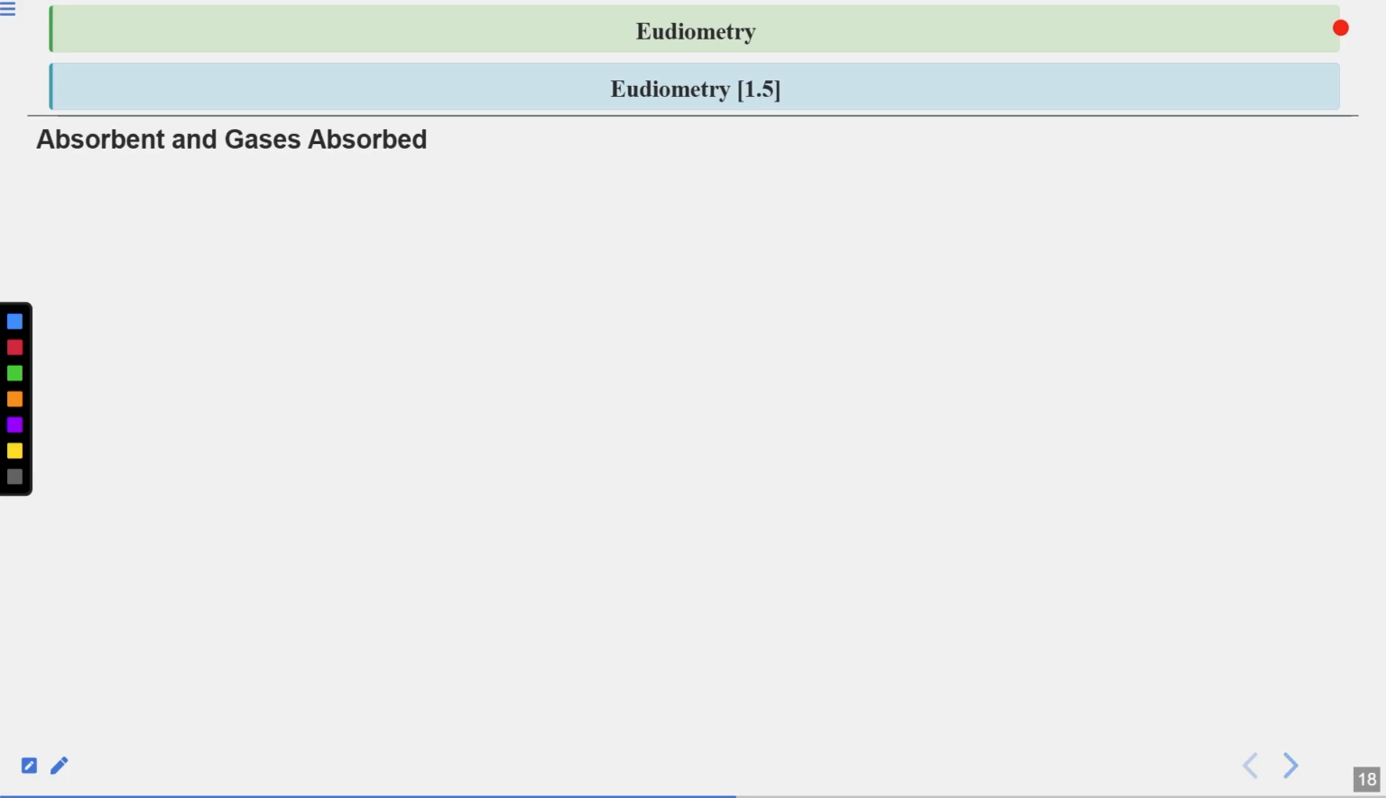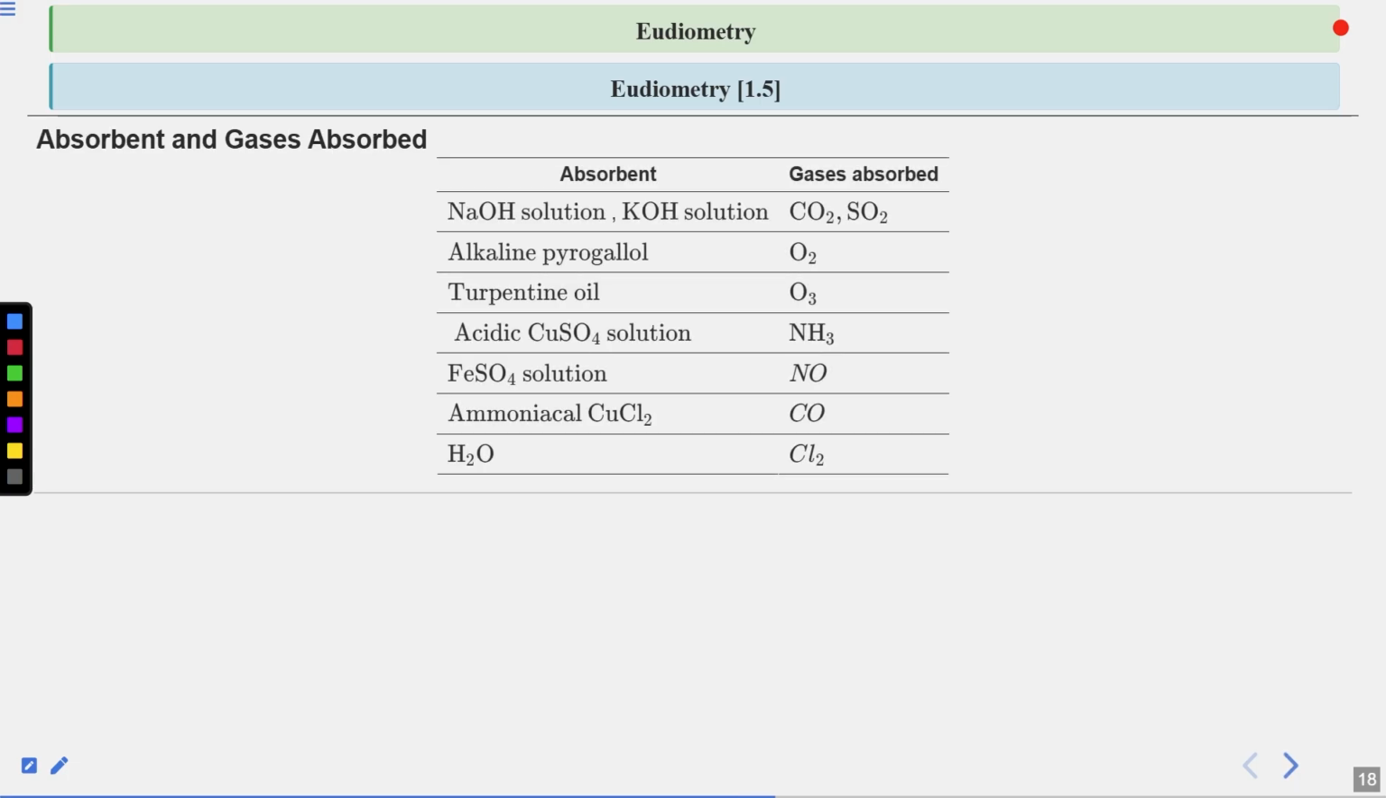Now coming on to the next thing. What are the absorbents and the gases that are absorbed? If you take NaOH and KOH solution, then CO2 and SO2 are absorbed. Similarly, for alkaline pyrogallol, O2 is absorbed, and for the rest of the given gases, we have similar absorbents.